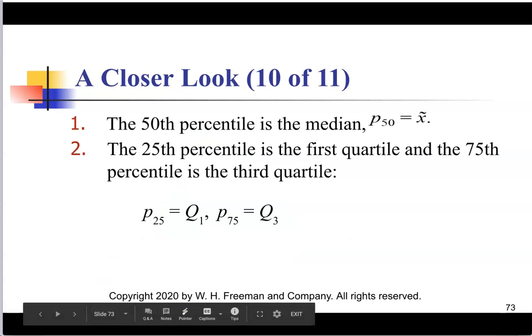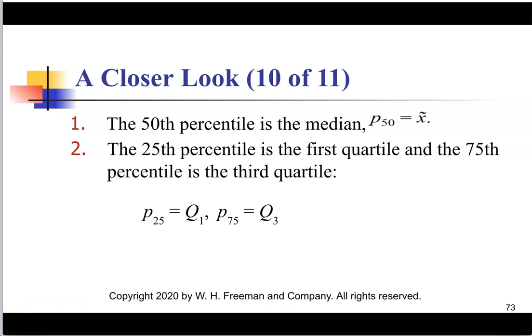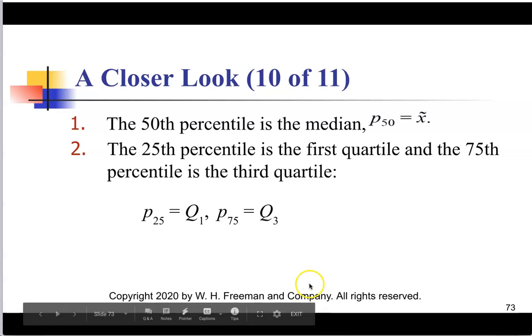Now, we've talked about the median, and the median is the 50th percentile because 50% is below that value. Our quartiles also are percentiles because Q1 was the 25th percentile and Q3 ends up being the 75th percentile, because 25% or 75% respectively of observations fall below those values.